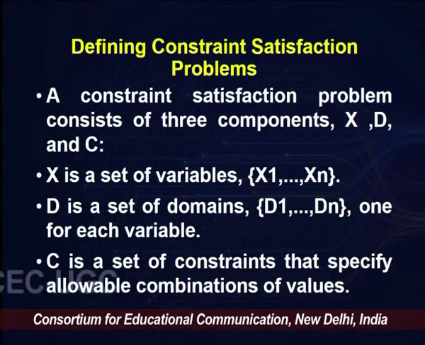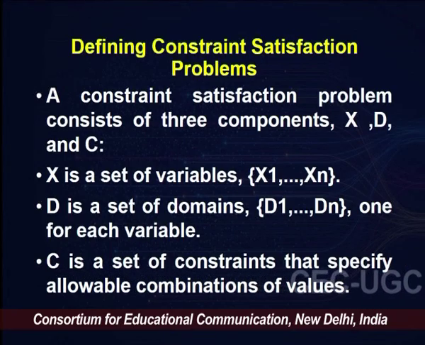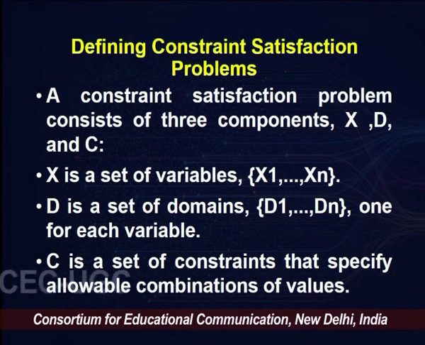Now, let us try to define a constraint satisfaction problem in a formal manner. A constraint satisfaction problem consists of three components: X, D, and C. X here is a set of variables. Let us say there are n variables, starting from x1 to xn. X is a set of variables.